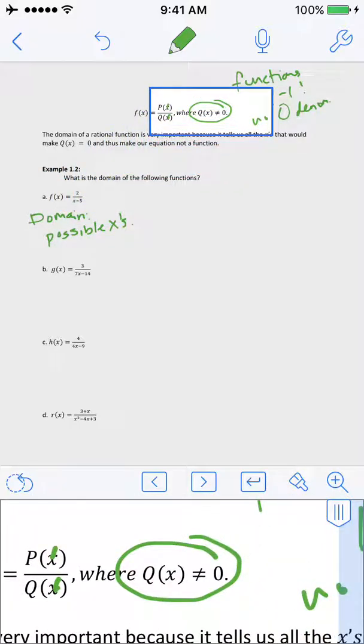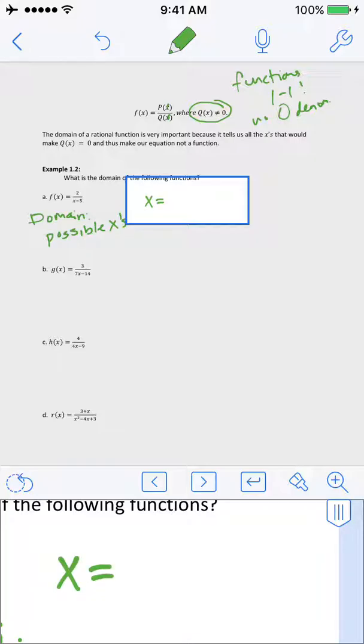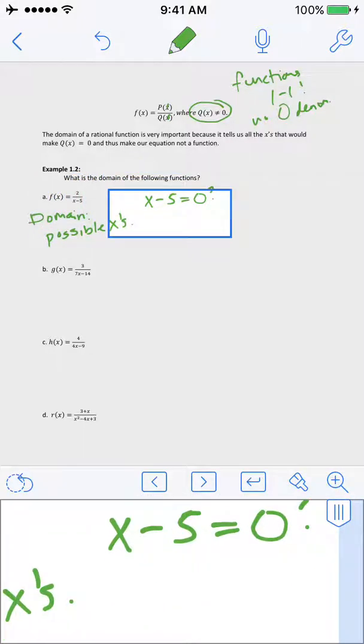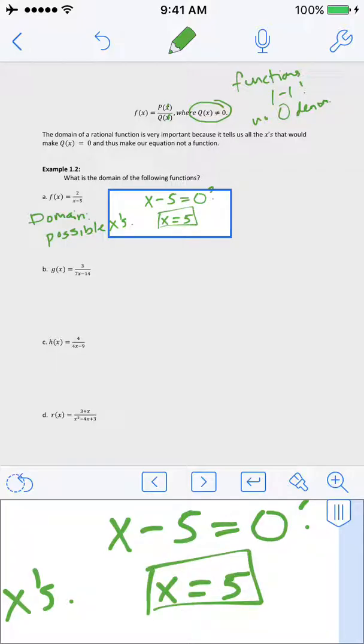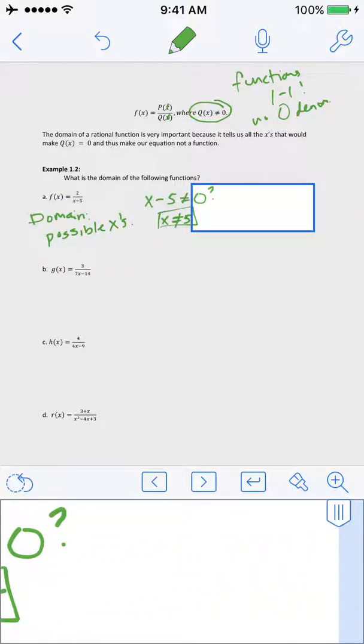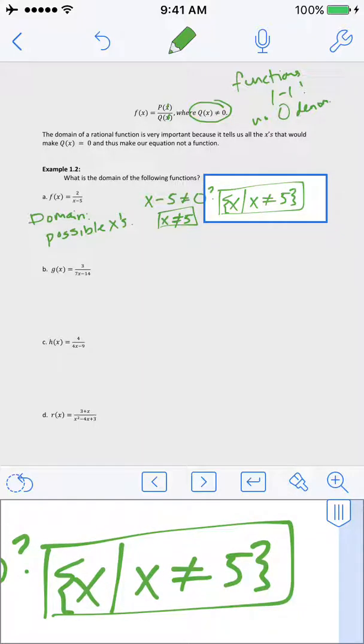Remember, the problem would be if that denominator equaled 0. So in other words, what value would make the denominator of x minus 5 equal 0? That's our question. Well, it looks like the value, add 5 to both sides, x equals 5. That would be our problem. So x minus 5 cannot equal 0, so x cannot equal 5. You see how that is? So the domain is everything but 5. So x such that x does not equal 5. That's our domain. 5 is the only one it is not allowed to be.